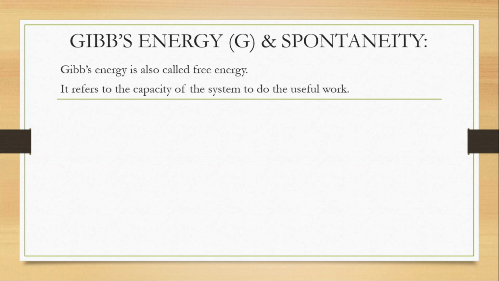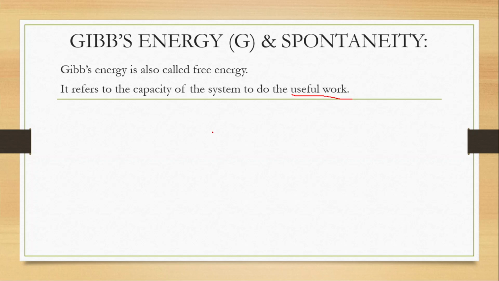So Gibbs energy is also called free energy, or in general we can name it Gibbs free energy also. Gibbs energy refers to the capacity of the system to do useful work. The term indicates how much useful work is being done by that system. That is our major limitation of the second law, so that we are going to overcome in this. So Gibbs energy indicates the useful work of the system.